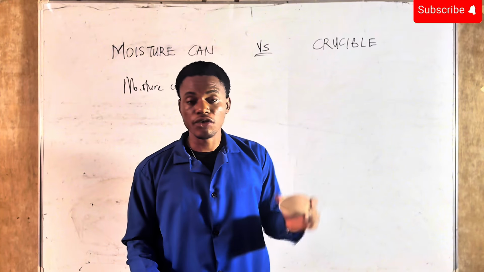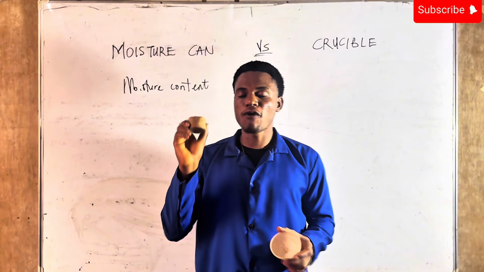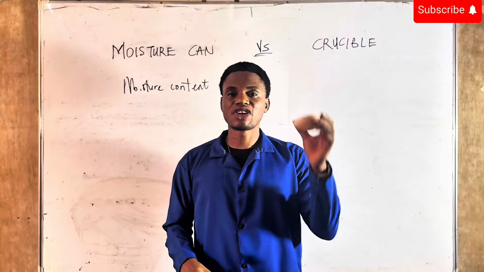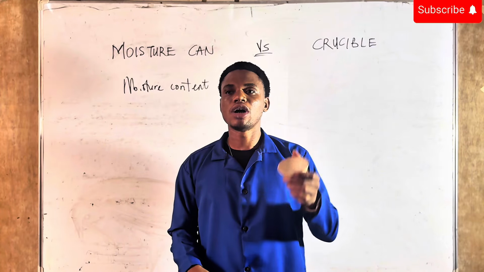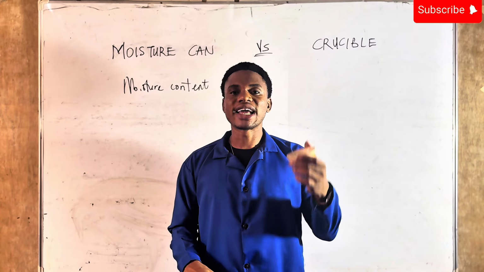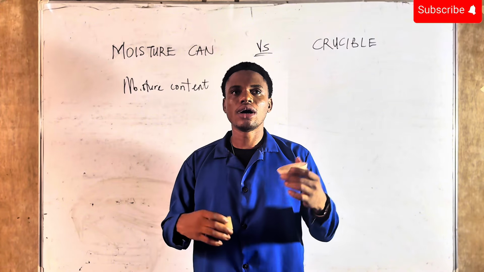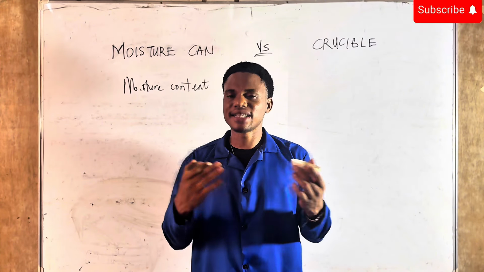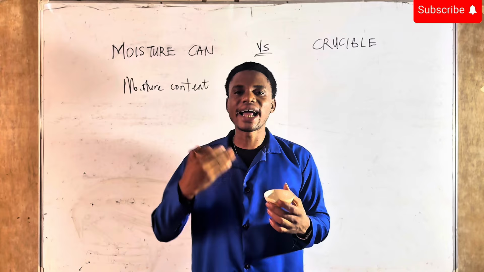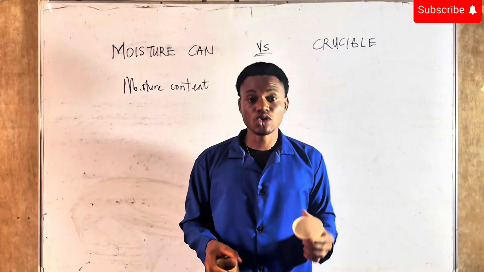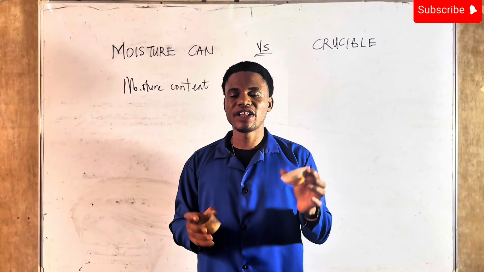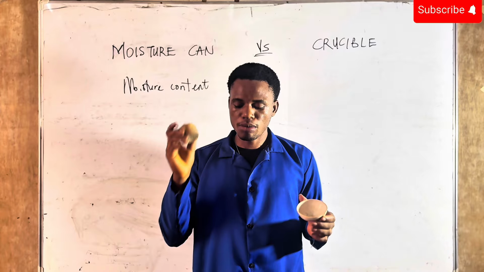So this one is recommended for the moisture content test, while this is recommended for when you are carrying out maybe an organic matter test or a calcination of clay or any other test that needs high temperature to determine. So that is the core difference between the crucible and the moisture can.